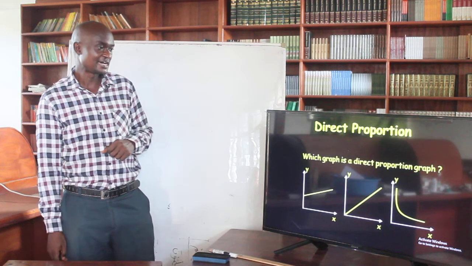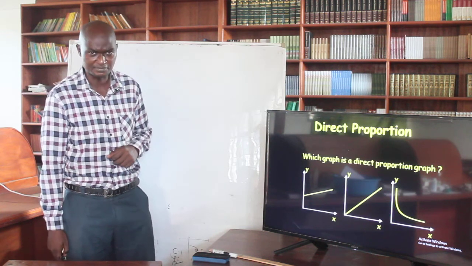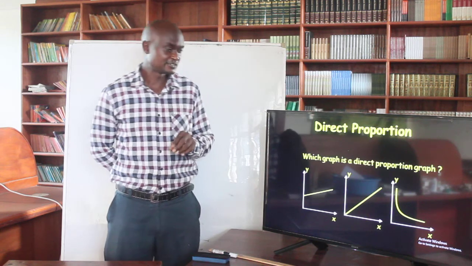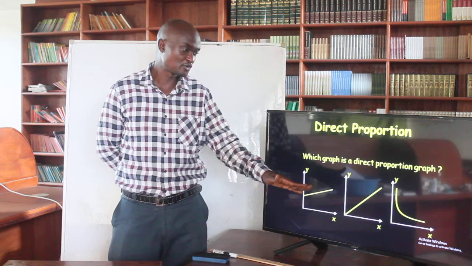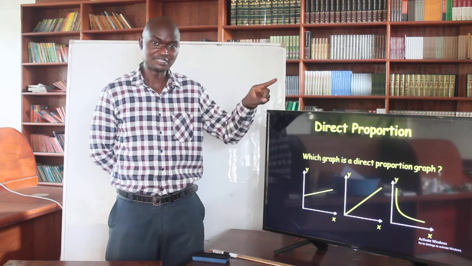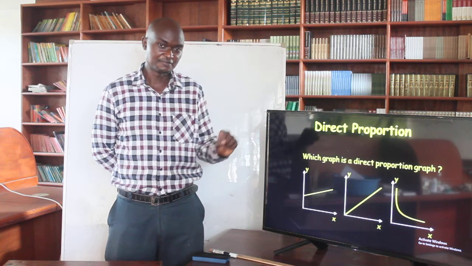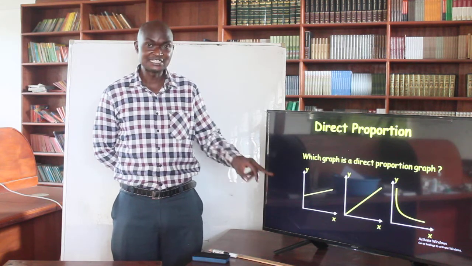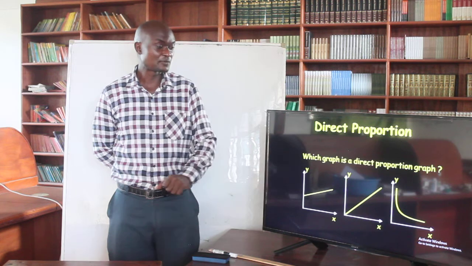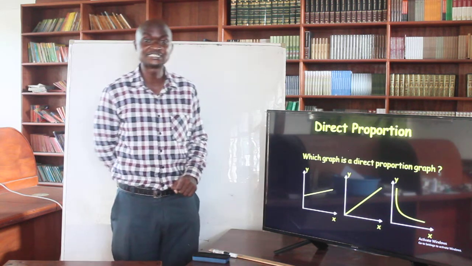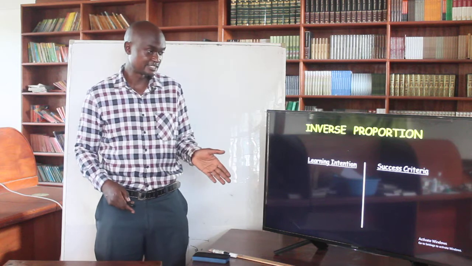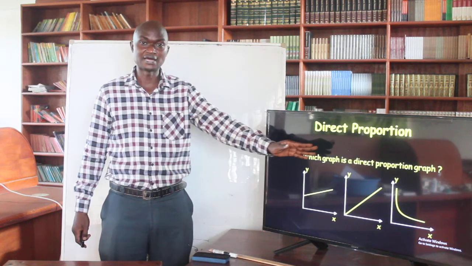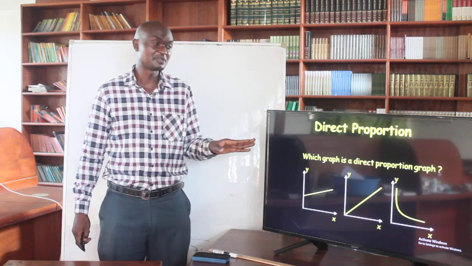Which of these graphs here represents a direct proportion relationship? The last one wouldn't, because the last one shows that as you move from the 0 point along the x-axis, the value is actually reducing. The first one is increasing as you move from the 0 point along x, but it did not start at 0. The second one is a direct proportional graph because it starts from the origin, the 0 point, and as you move along the x-axis, it also increases along the y-axis uniformly. That is what we mean by direct proportion.